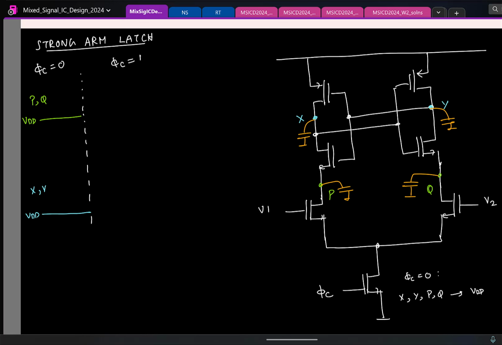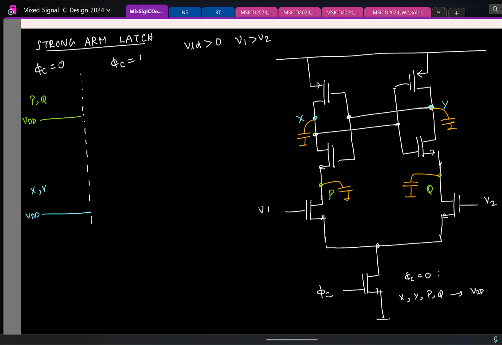Okay. So now I have enabled the comparator, and let's assume the differential input to be greater than 0, which means V1 is greater than V2. Okay. So now tell me, when phi C is just made active, all these nodes are at VDD. So both X and Y are at VDD. So gate of the PMOS is at VDD. This is also at VDD. Do you think this will be conducting?